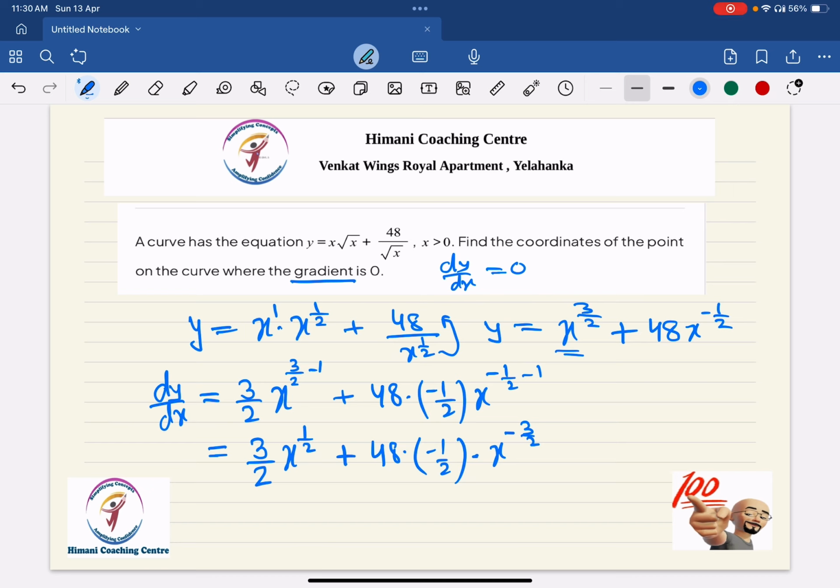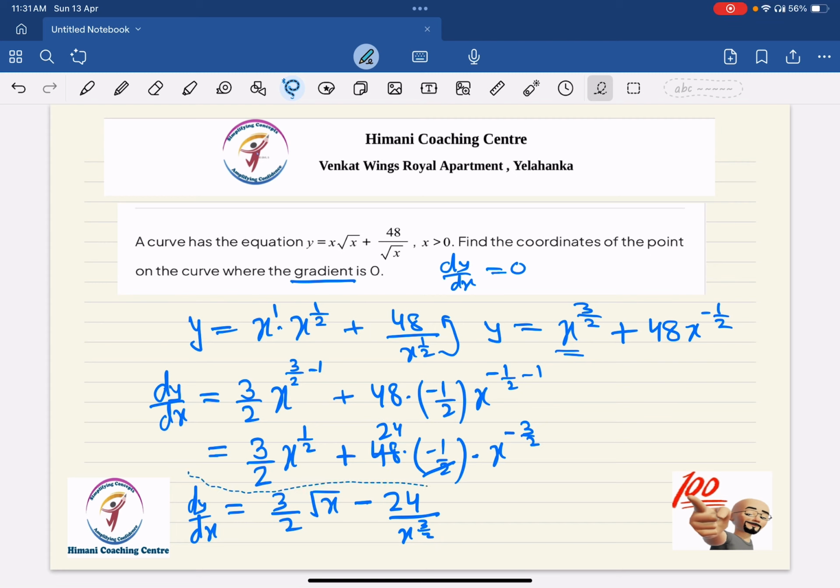Okay, now we can simplify. This will become 24, and you have 3 by 2, x to the power half is nothing but root x, and plus into minus is a minus, so minus 24 over x to the power 3 by 2. Okay, because x to the power minus 3 by 2, I can just bring it down and write like this. So this is what we have got. Our dy by dx is 3 by 2 root x minus 24 upon x to the power 3 by 2.